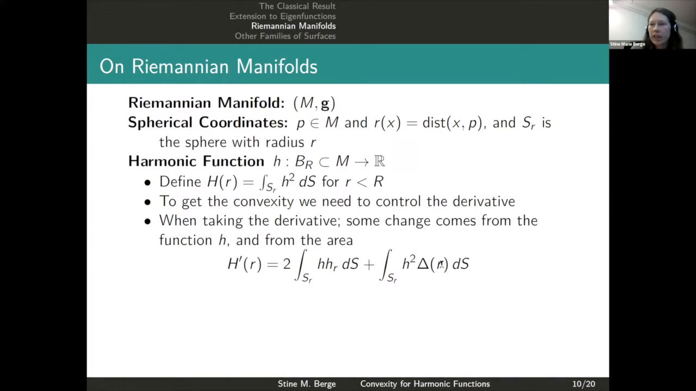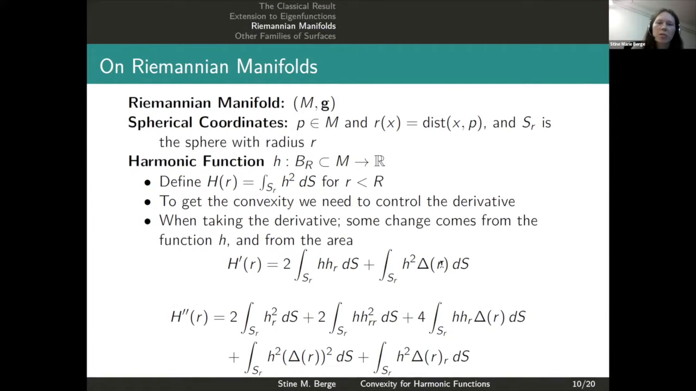And if we try to take the second derivative, because it's some kind of convexity, then we end up with some kind of very long expression. But again, this part here is kind of the function. So it should not be a square here. It should just be h times h double derivative r. But anyway, we end up with this guy here, which we also need to control. But a new term is this radial derivative of the Laplacian of the radial distance function.